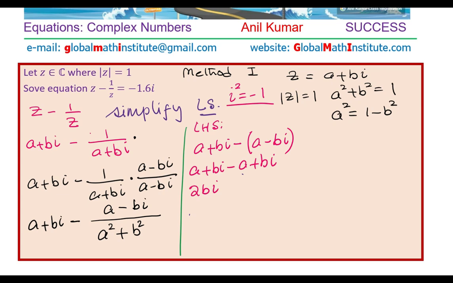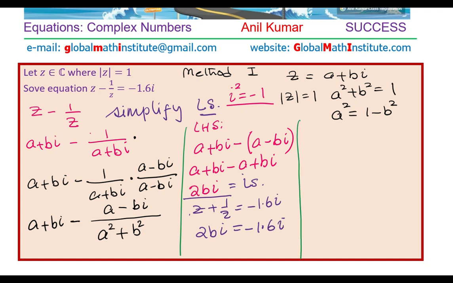Now it is a simple equation to solve. So 2bi is the left side, correct? We are given z plus 1 over z equals minus 1.6i. So I could now write this as 2bi equals minus 1.6i. Makes sense? You see how simple it becomes.